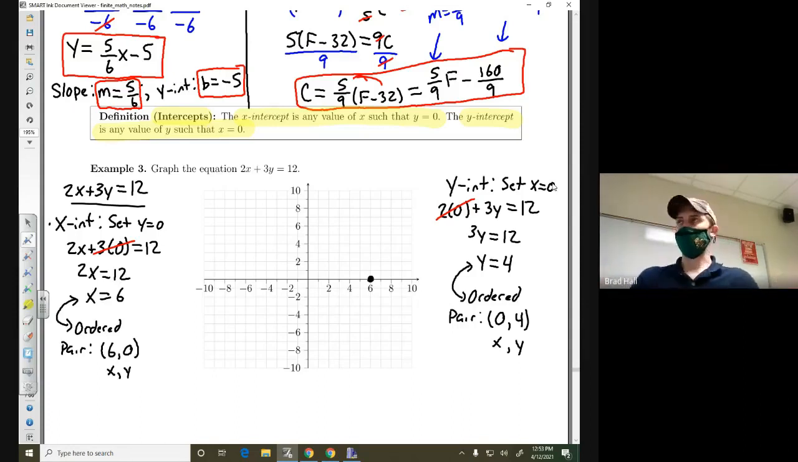So same bit of information characterized slightly differently. The y-axis was the vertical one. The 4 is right here. And so if you were doing this in MyMathLab, you click the line tool. It says, I want 2 points. You would click both points and it will draw this perfect line for you.